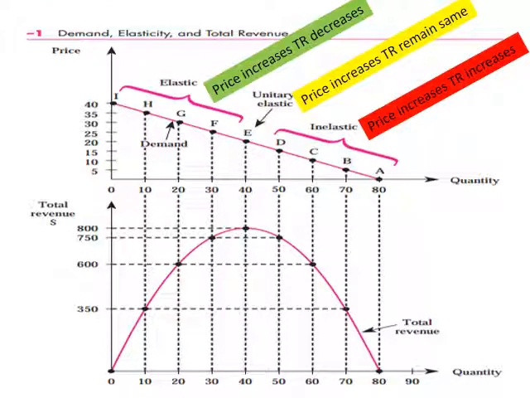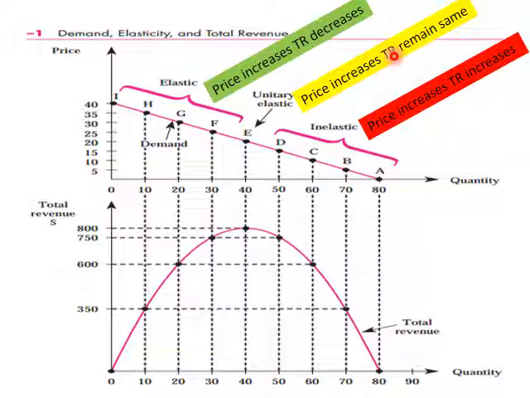Let us see it in graphical form. This is the demand curve, the demand curve for the previous equation. At quantity 40, at the point of 40, it will be unit elastic, as we have discussed before in the previous slide.